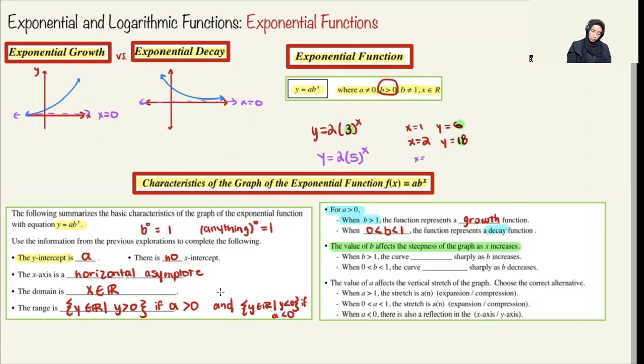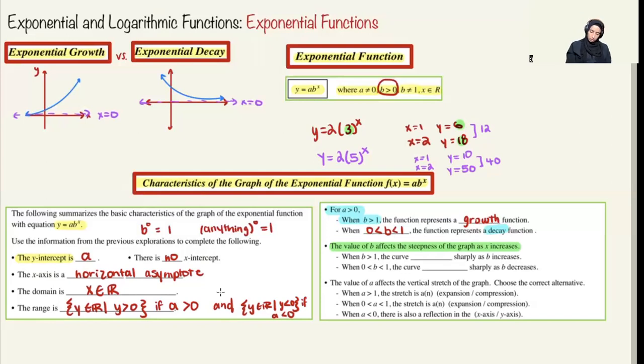If I go x is equal to 1, y is equal to, let's see, 5 to the power of 1, that's 5 multiplied by 2, that's 10. If I go x is equal to 2, then I have 5 to the power of 2, that's 25. 25 times 2, y is equal to 50. Do you see the difference between these two is 40, but the difference between these two is 12. So the bigger the b value, the steeper it is. And let's have a look at what's going on here.